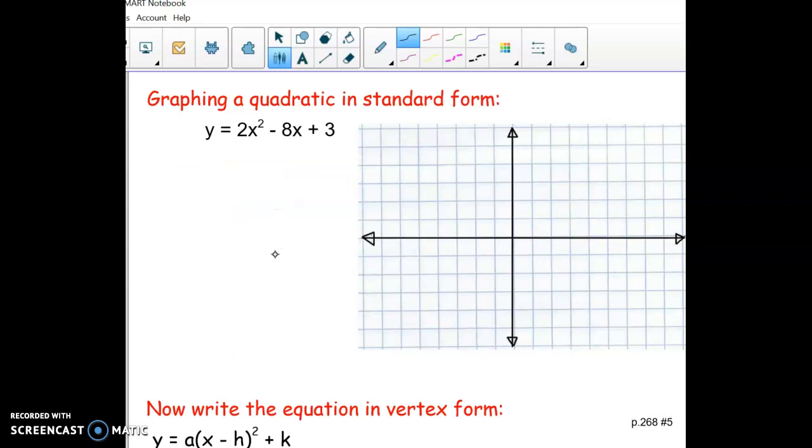All right, so let's try graphing one in standard form because the process is completely different than how we just did. You will use this little formula, which will be given to you on the top of the test. So see if you can use that formula to help.